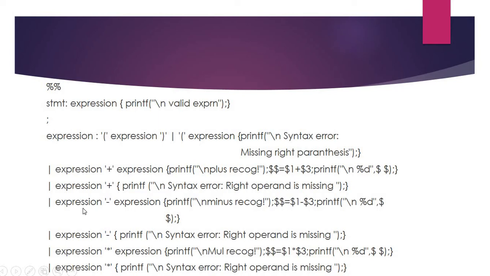Similarly, expression produces expression minus expression, so that is a valid one. If it is valid, we need to carry out subtraction here. So $1 minus $3 will be stored in $$, and the same thing we can print here. Then if expression produces expression minus, that is a syntax error, that we can print. Similarly, expression produces expression star expression. Here we need to multiply the $1 value with $3 and store it in $$, and we can print the same. And if expression produces expression star, it is a syntax error.